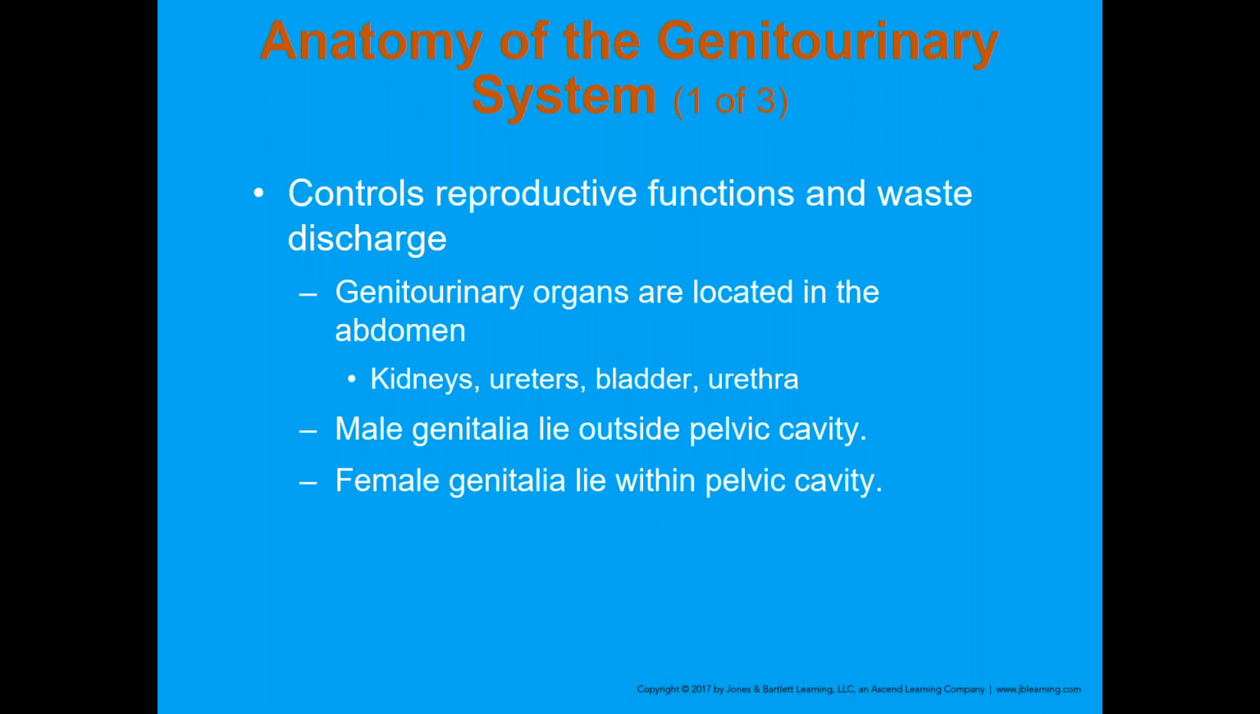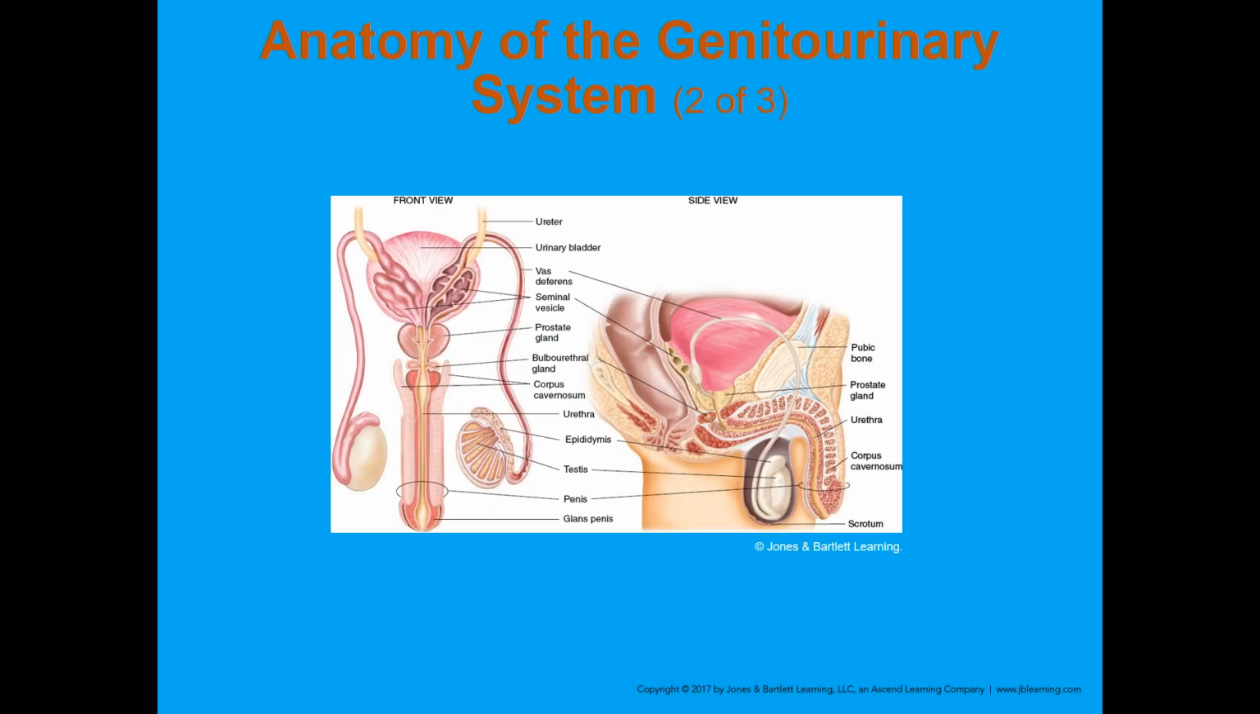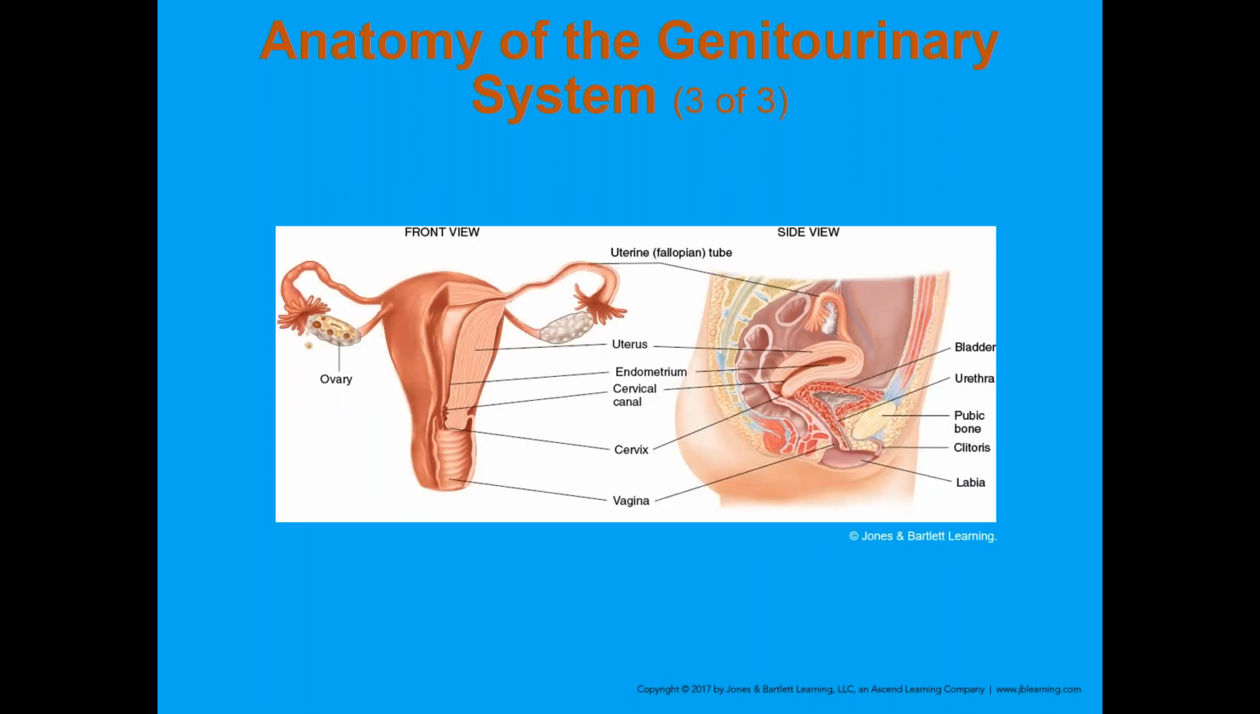The genitals of a male patient are going to be outside the pelvic cavity when we talk anatomy of the reproductive system. And in our female patients, the organs of reproduction are all internal organs. Here we have front and side view of the male anatomy and our front and side view of our female anatomy.